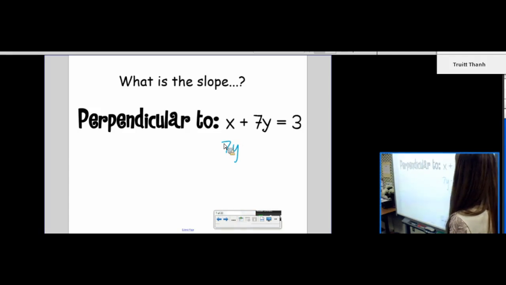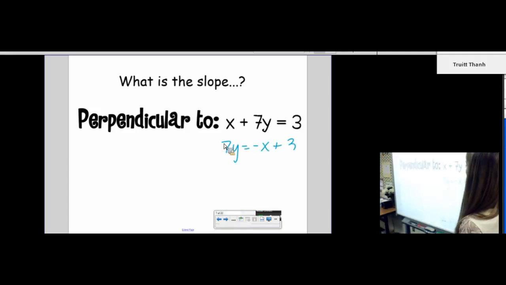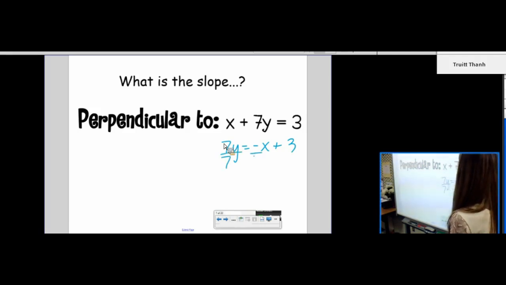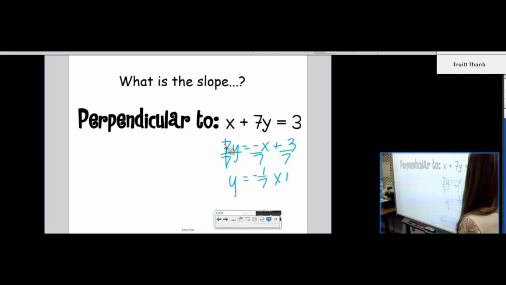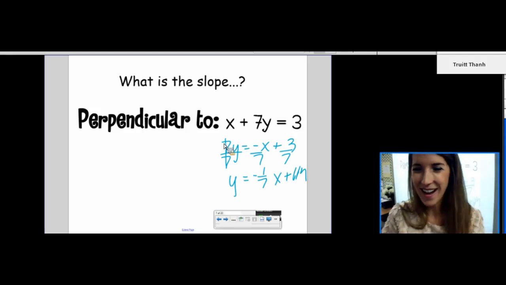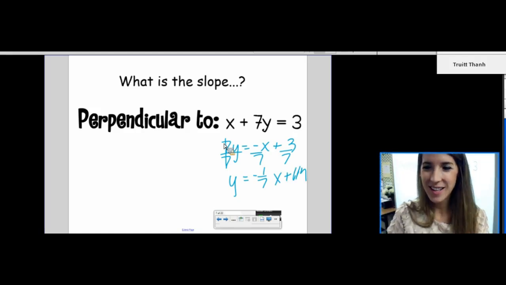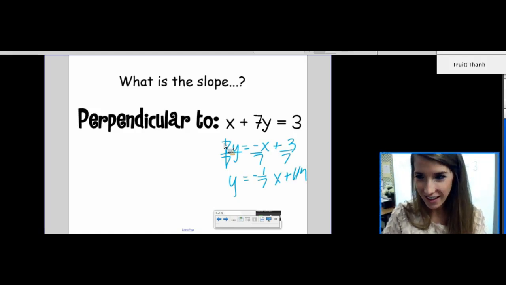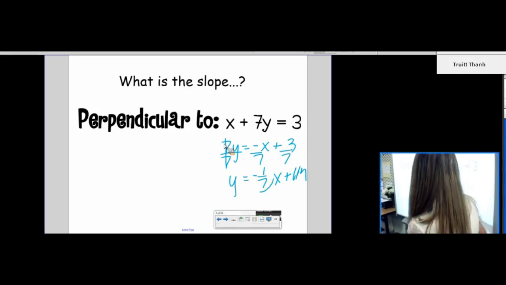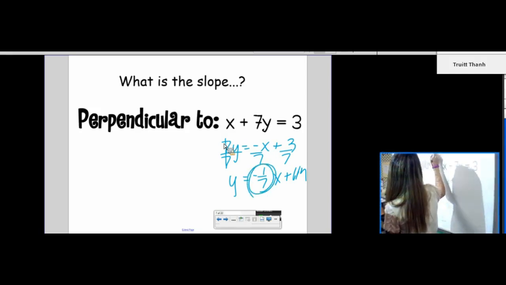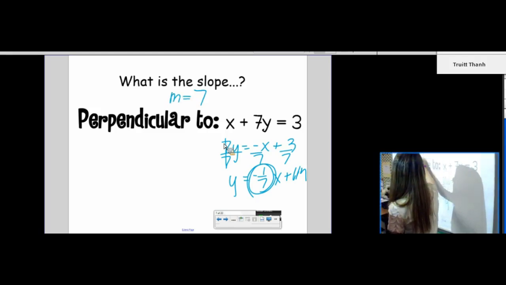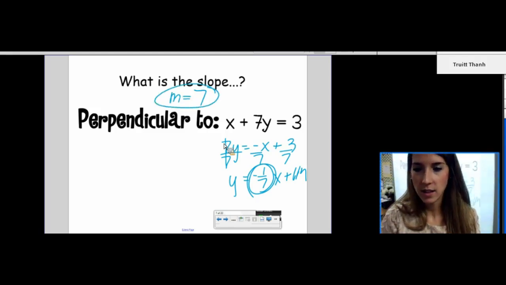So first we would move the x over. 7y equals -x plus 3. Then we would divide everything by 7. This would cancel. Y equals -1/7 x plus who cares? Because we don't care about the y-intercept. And good. So if we want to be perpendicular to -1/7, the opposite reciprocal is 7. The slope equals 7. Good job.